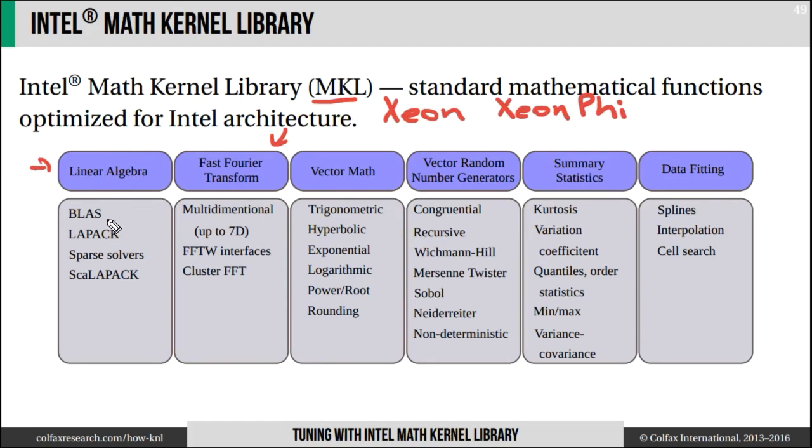Linear algebra support includes BLAS, basic linear algebra subroutines, LAPACK, linear algebra package, sparse solvers, and others. Fast Fourier transform is available for one-dimensional and multi-dimensional transforms, as well as cluster implementations. There are other modules of MKL that you might find useful, such as random number generators. Some of them can be used in multi-threaded contexts, vector math, summary statistics, data fitting, and a module that's currently in production, which is deep learning primitives in MKL.